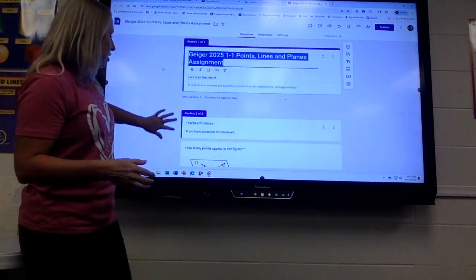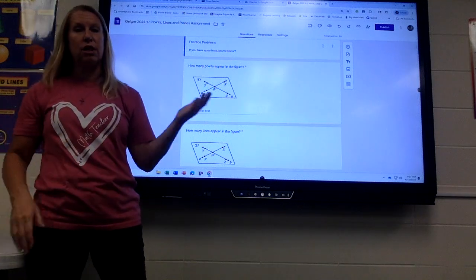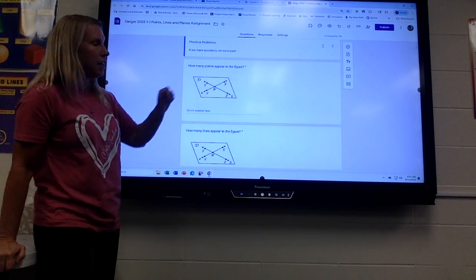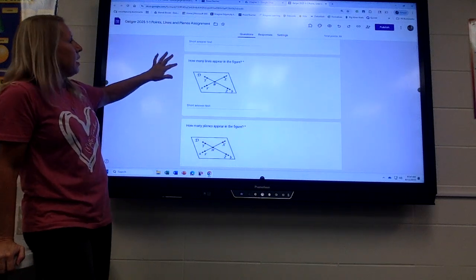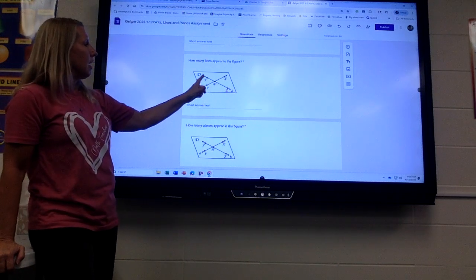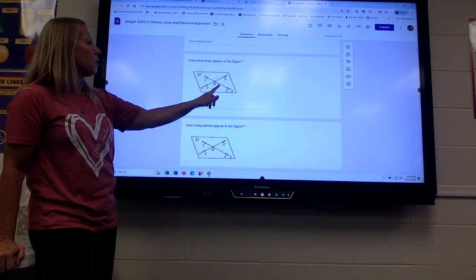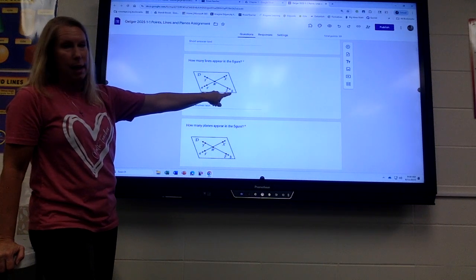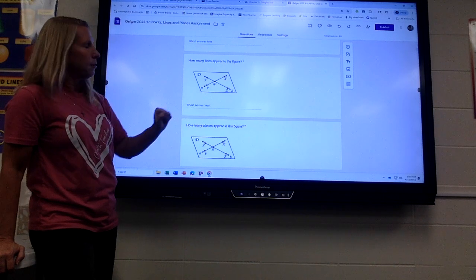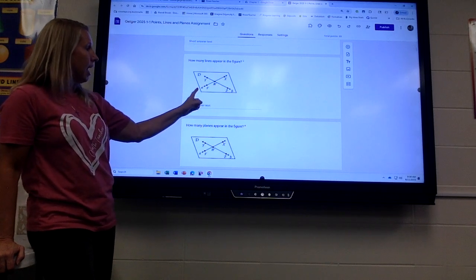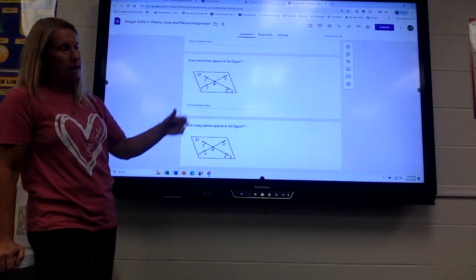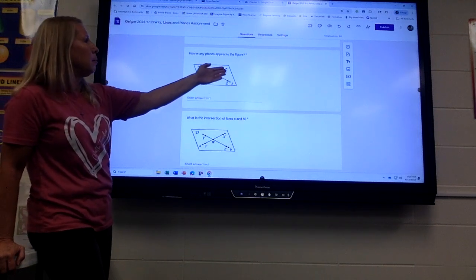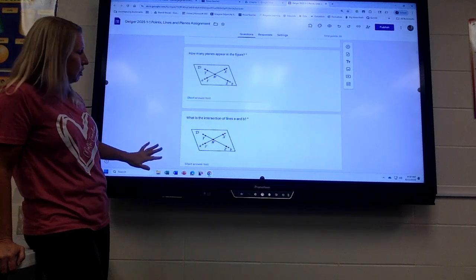There's several questions, like this one that says how many points are in this figure. So you would count all the points. So Y, W, Z, V, and X would be points. How many lines? Well, there's this line, and this line. This line you could name like YW or YZ, or you could name it line B. Do you see the little letter there? And then this line is line A, or you could name it VW or VX. How many planes? Well, there's just one plane in that picture.